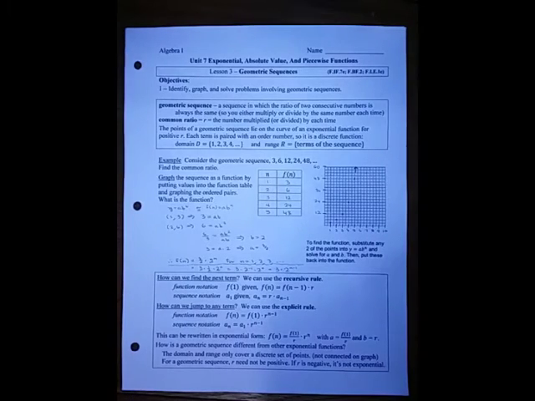Algebra 1 Unit 7, Lesson 3, Geometric Sequences. In this lesson, we want to identify, graph, and solve problems involving geometric sequences.